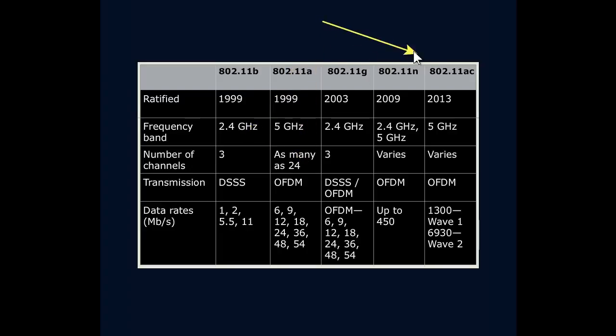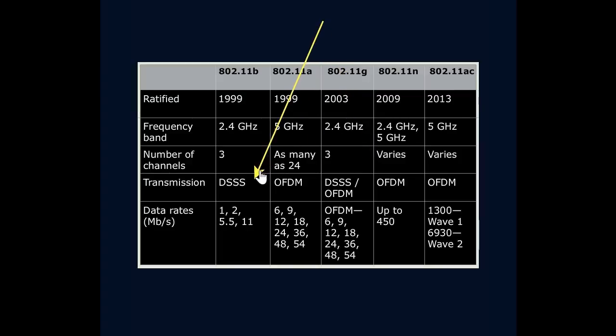But when you go to N and AC, you'll notice it varies. Remember, that's because 802.11n and AC are going to support wider channels. Instead of just 20 megahertz, they can support 40 or maybe even 80 or 160 megahertz channels. So the number of channels that are free to select varies.